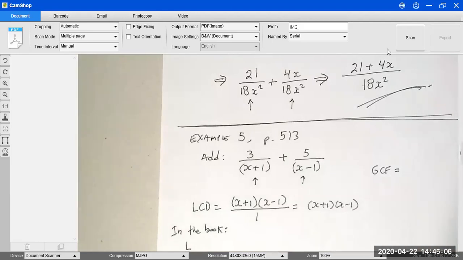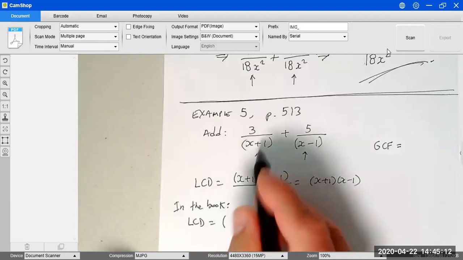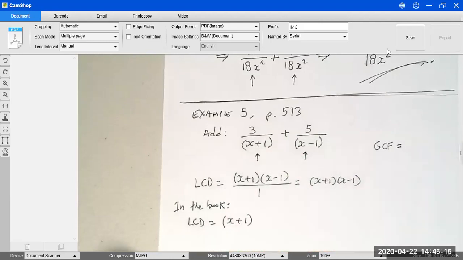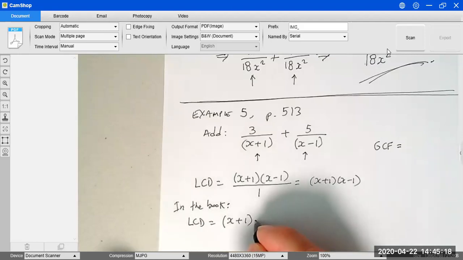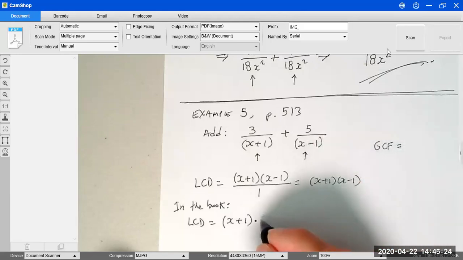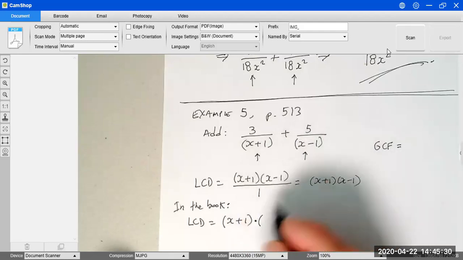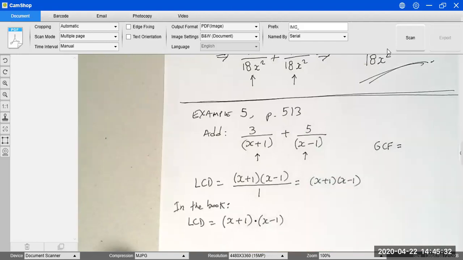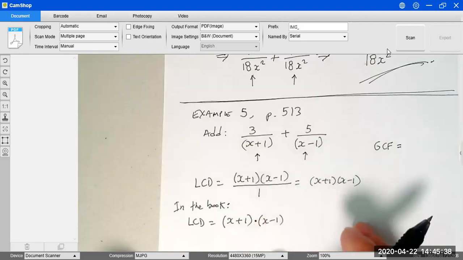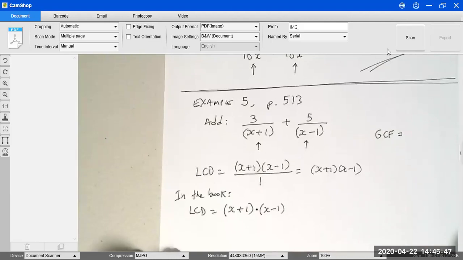In the book, the least common denominator is obtained in the following way. You write the first denominator, which is x plus 1. And then you start multiplying by checking every denominator that is remaining, and just multiplying by the factors that are not included in the first denominator. So the only factor that is not included is x minus 1, because that's the only factor that is there and is different. You're going to understand this maybe in the next problem or two. But the important thing is that you need to find the least common denominator. So let's finish this problem.